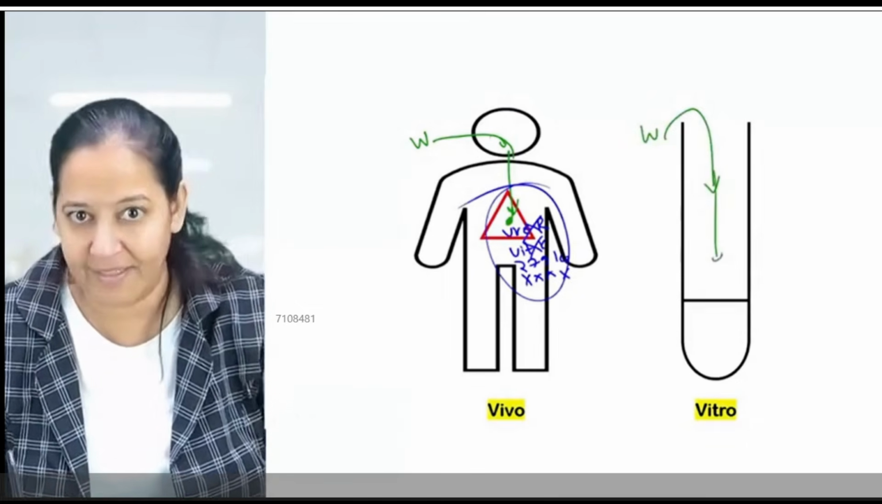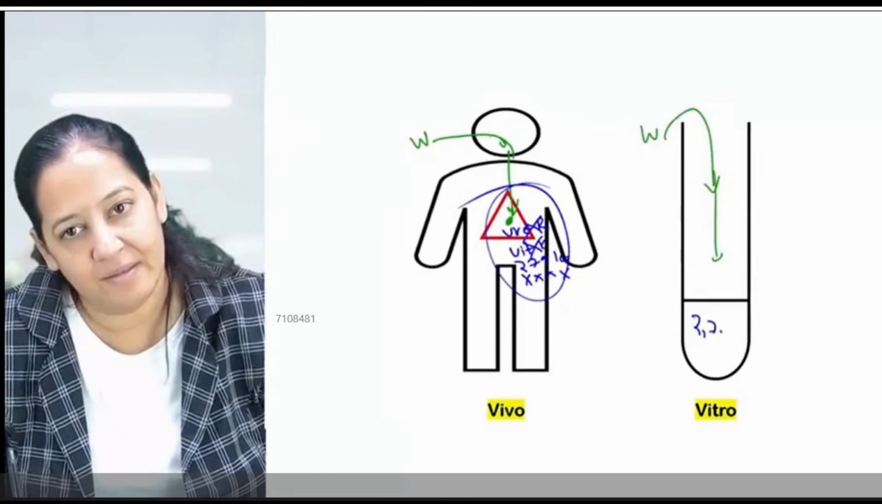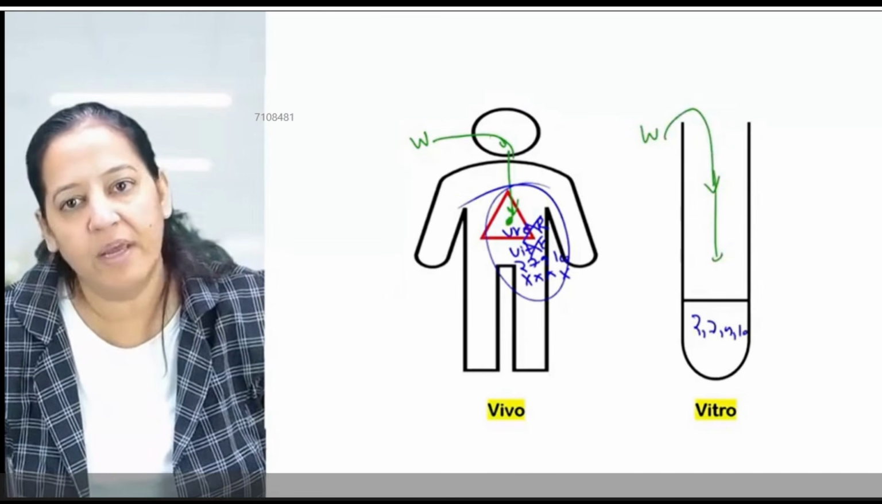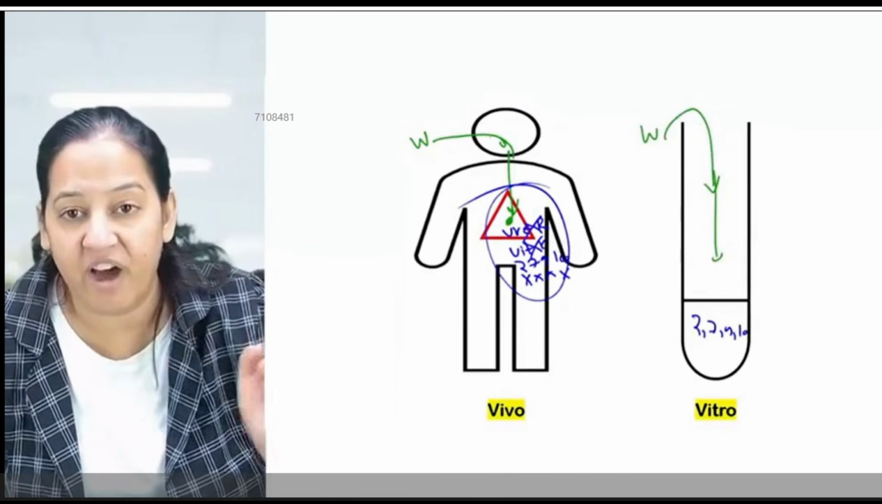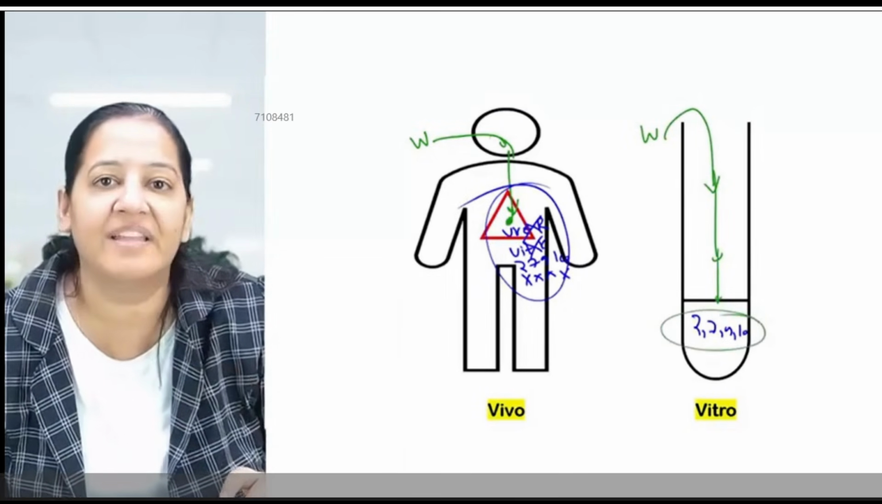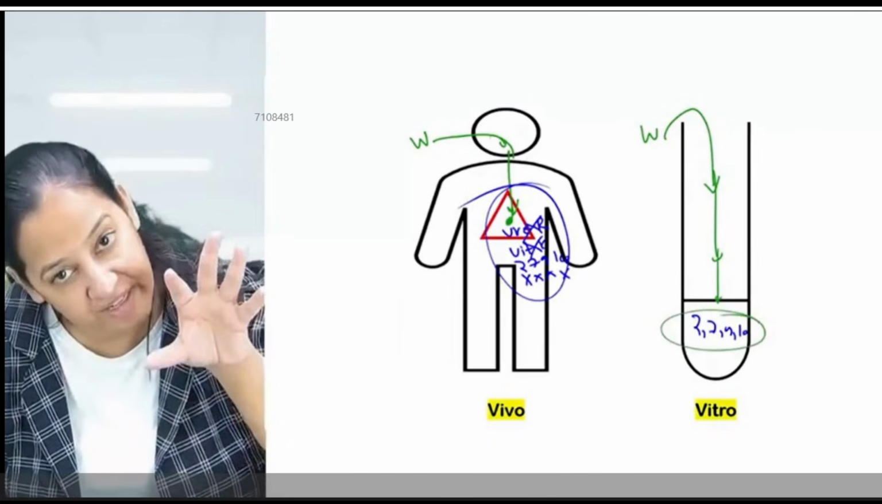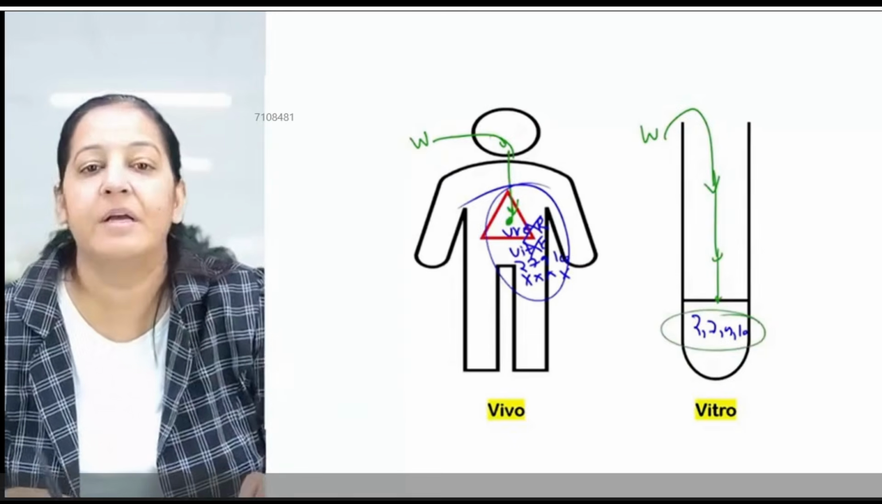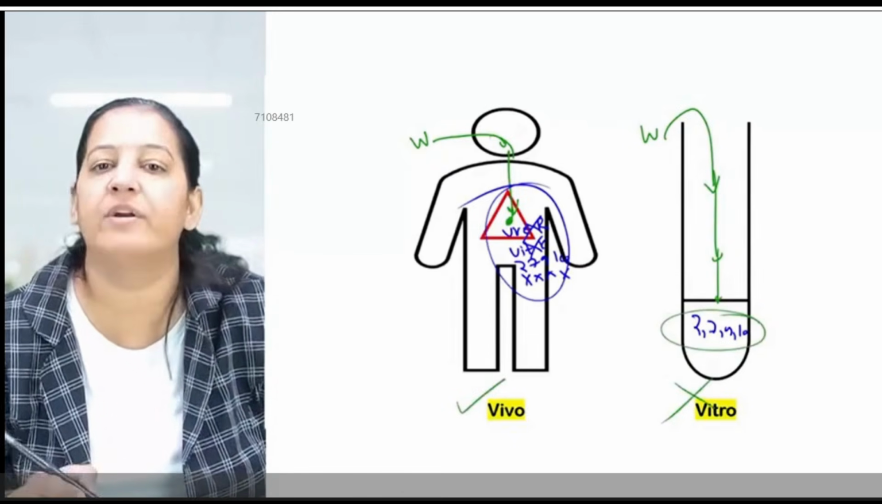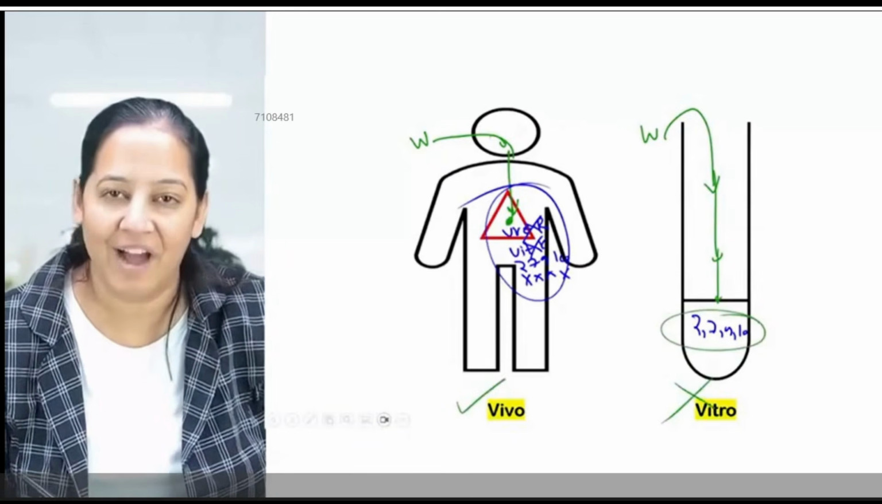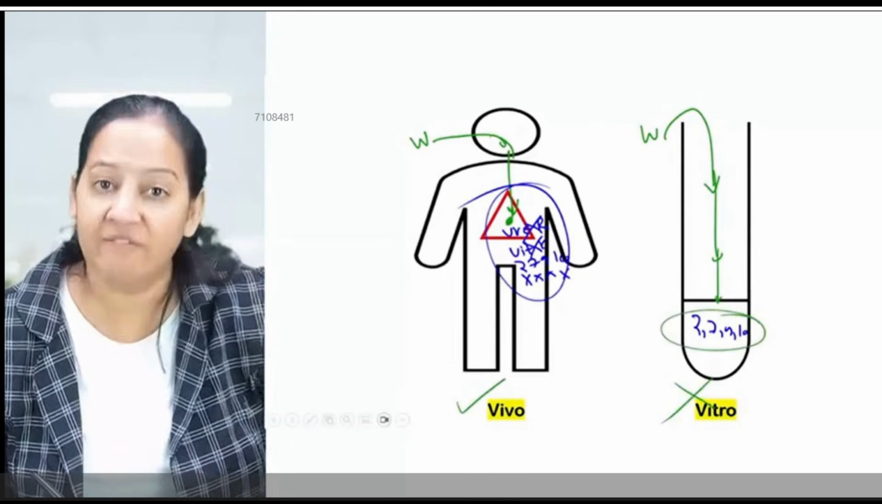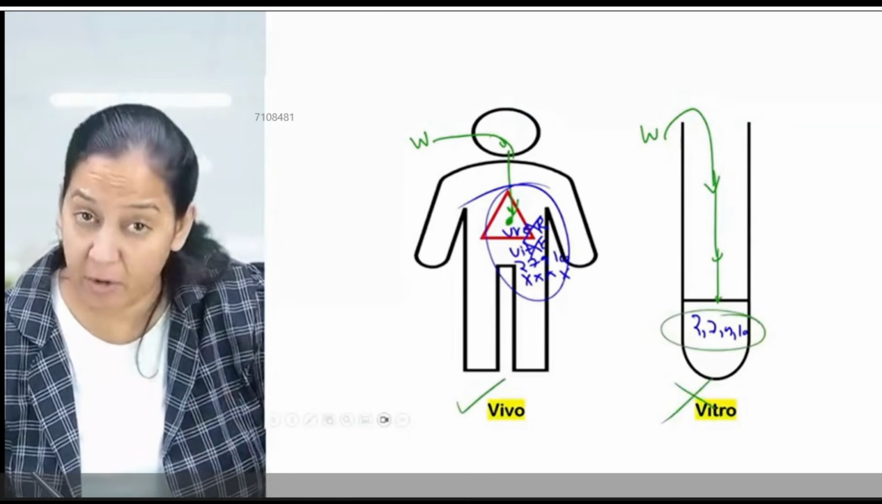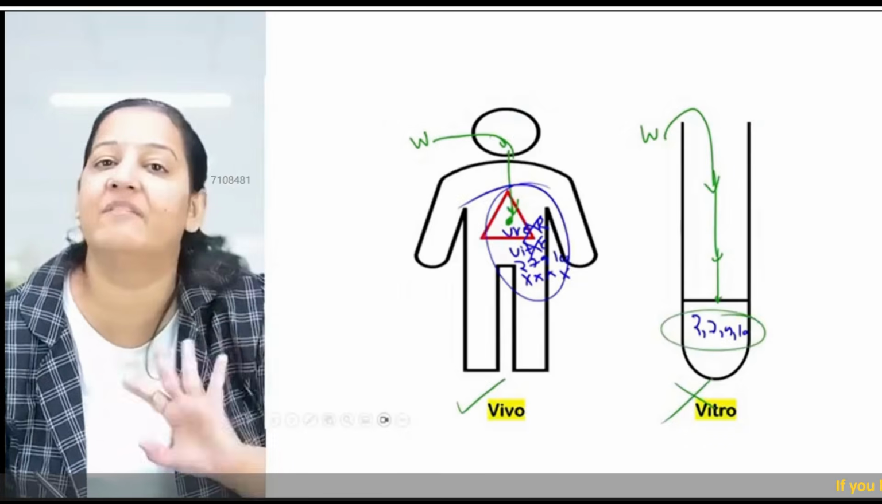tube containing blood, the blood contains 2, 7, 9, 10. They are inactive, and warfarin does not inactivate them, because for action, warfarin needs the liver and the enzyme. So warfarin works in vivo, not in vitro. The test tube doesn't have the liver. I hope you are getting it. The human has the liver, and warfarin needs the liver to work, because the enzyme it is inhibiting is present in the liver, not in the blood.